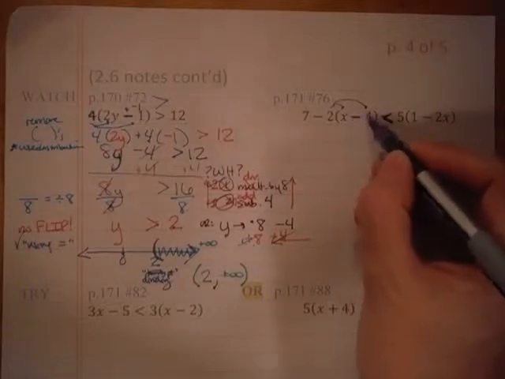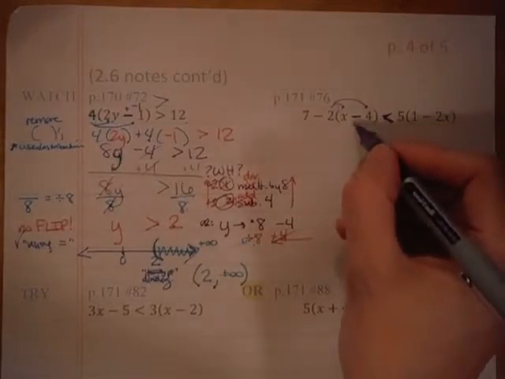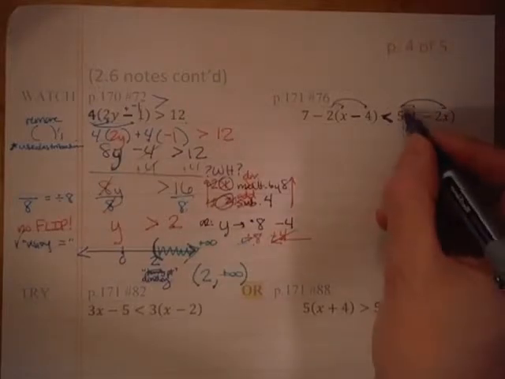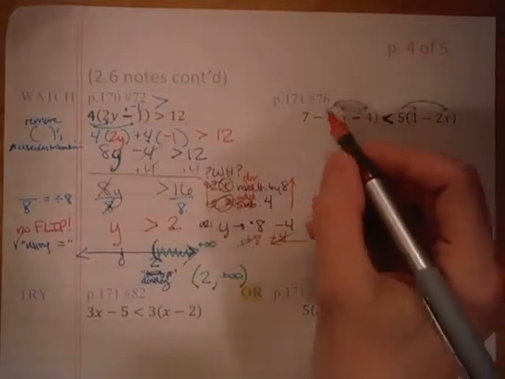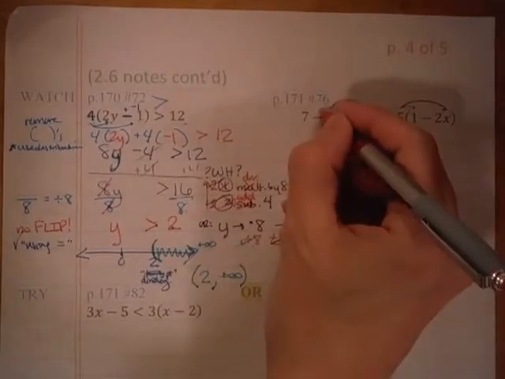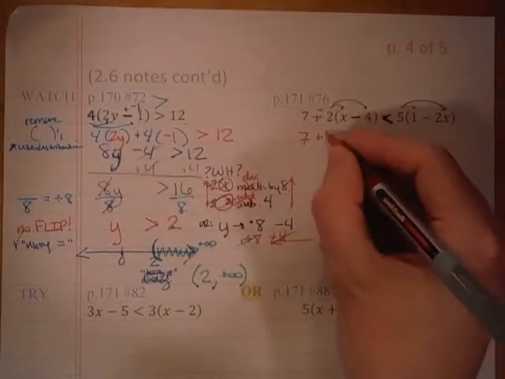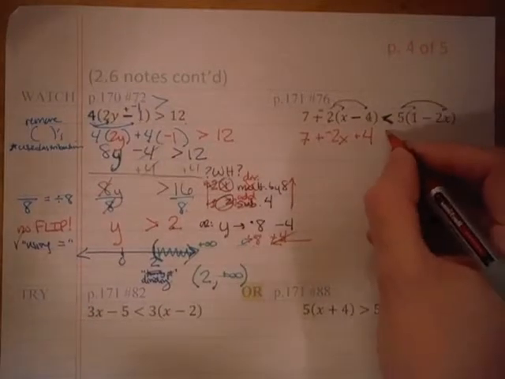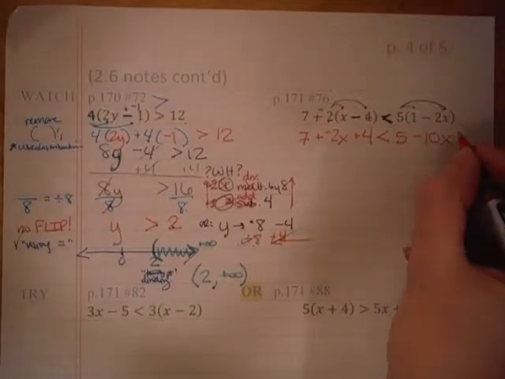Why distribute? Because I've got subtraction or addition happening inside the parentheses that I'm trying to multiply by. And I can't combine any better because I've got a letter and a number, so I can't do any simplifying inside the parentheses. So I move on to distribution, multiplying it through on both pieces. In this case, I'm multiplying a negative 2 through each piece here. So the 7 stays here with the plus. Negative 2 times x is a negative 2x. Negative 2 times a negative 4 is going to be a positive 4. Less than 5 times 1 is 5. 5 times a negative 2x is a minus 10x.